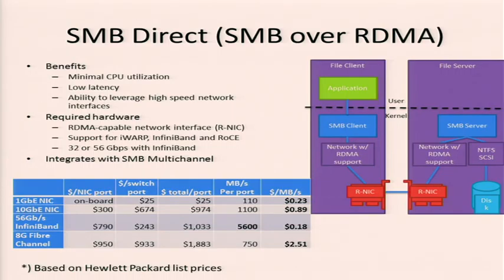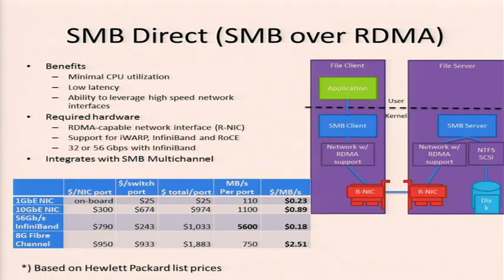56 gig InfiniBand, which is the FDR flavor of InfiniBand, right? The cards are about $800. The switches are actually quite a bit cheaper than 10 gig. You can get them for about $240 a port. Net about $1,000 per port, and then you look at the bandwidth you can drive over that thing. And so the dollar per megabyte per second is less than 20 cents. So it's actually cheaper than 1 gig Ethernet if you need the bandwidth, right?